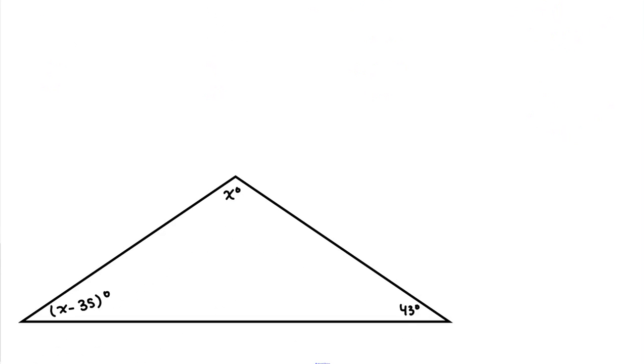We have x, 43, and x minus 35. We're going to do the same thing. These are all interior angles, so that means that the sum of them is 180. That's a great, easy way to get our equation here. Equals 180 degrees. Need to combine those like terms. So 2x, and then 43 minus 35, we have 8, equals 180. Then we subtract 8 from each side.